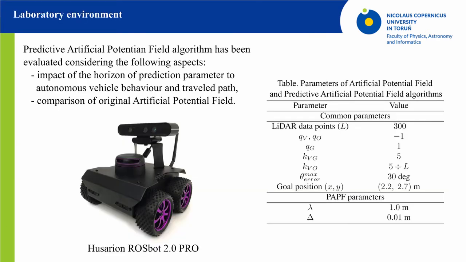The validation of the proposed predictive-based path planning algorithm was made using the Husarion ROSbot 2.0 Pro mobile robot and the Robot Operating System. The original artificial potential field algorithm and the predictive one were implemented in the C++ programming language, and they are based only on the LiDAR sensor.